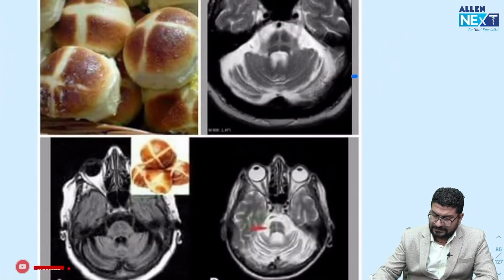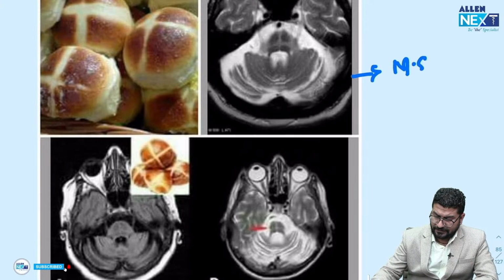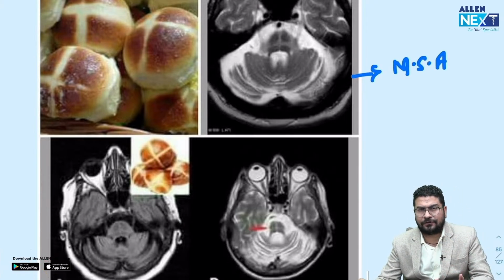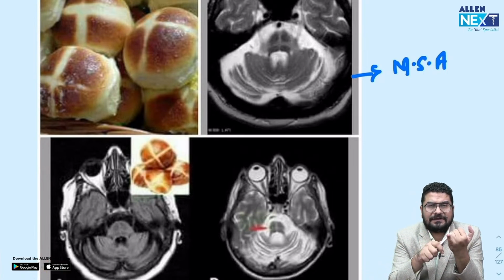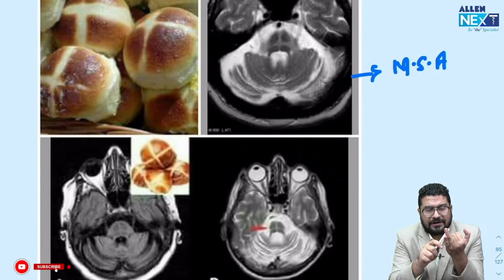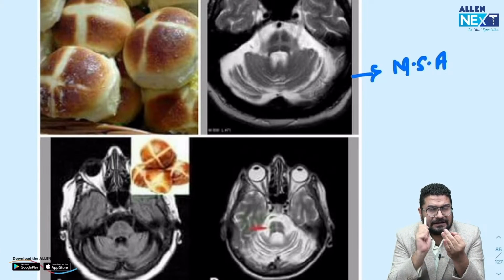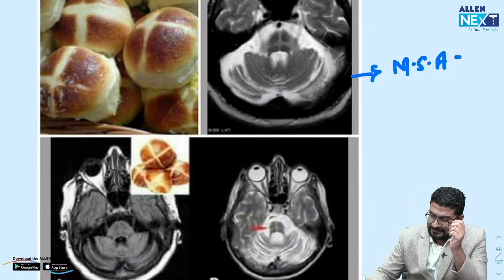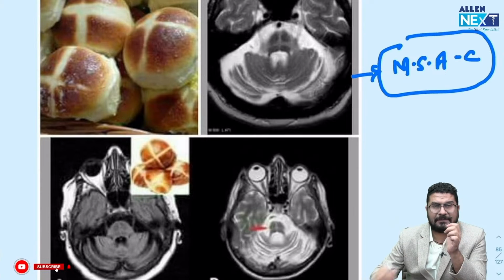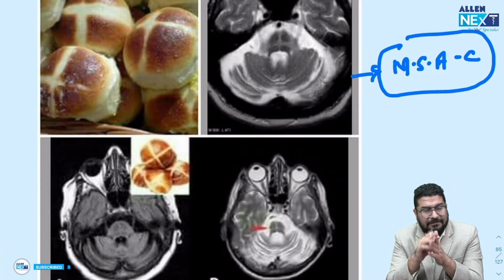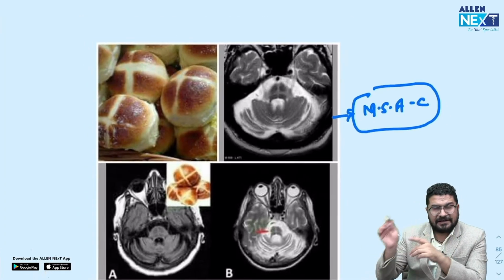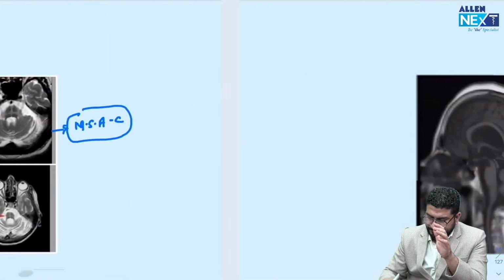We call this hot cross bun sign. Hot cross bun sign we see in a patient of MSA. MSA means multisystem atrophy. It's a type of Parkinson plus syndrome. So in Parkinson plus syndrome we have MSA, and we have dementia with Lewy body. However, it is not given in many books. MSA, DLB, corticobasal degeneration, and progressive supranuclear palsy. These are 4 conditions. Out of this, MSA has some types. MSA-C means cerebellar features. MSA-P means Parkinson features. So MSA-C type will have hot cross bun sign. MSA-P type will have putamen rim sign.